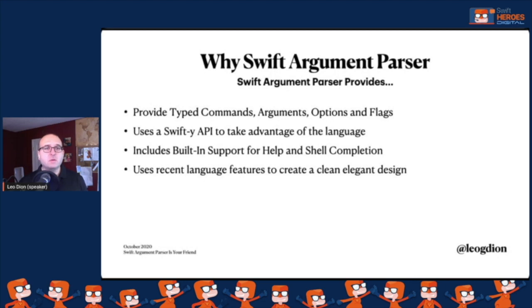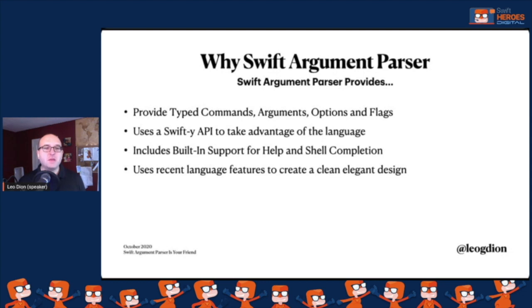So Swift Argument Parser really provides a lot of robust tools that we can use to make it easy to maintain an app like this, because it provides typed commands, arguments, options, and flags. So rather than having to actually parse the value and then cast it or call an initializer, it does that all for us, and it does it in an elegant way. It has a Swifty API to take advantage of the actual Swift language. And it has built-in support for things like help and shell completion as well.